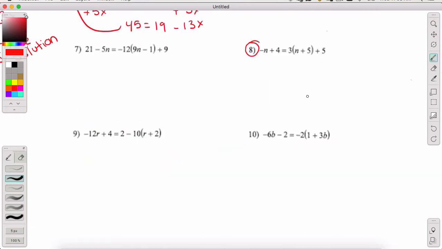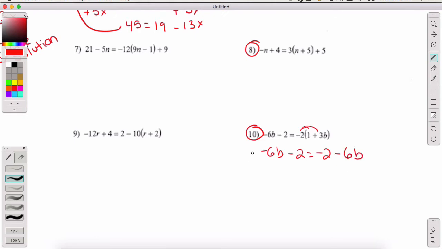All right, we're not going to do 8. I messed up in the very beginning. We're actually going to do 10. So we got negative 6b minus 2 equals negative 2 times 1 plus 3b. Can't do anything in the parentheses, so we're going to distribute that negative 2. We got minus 6b minus 2 equals negative 2 minus 6b.